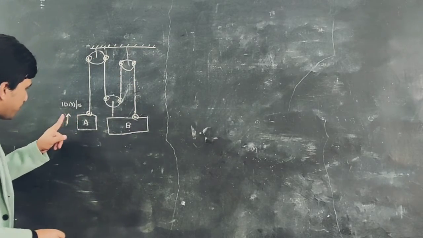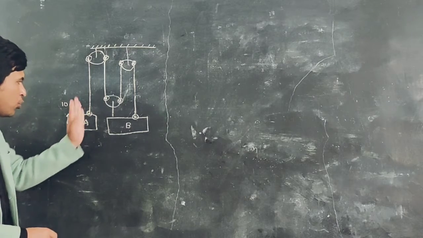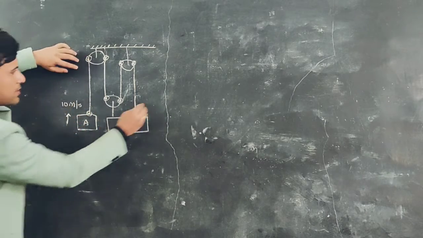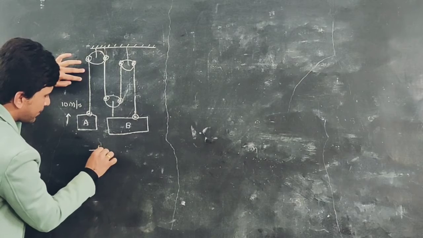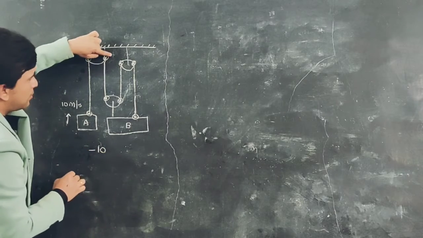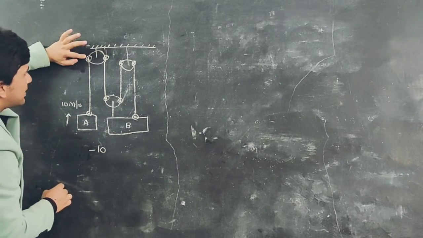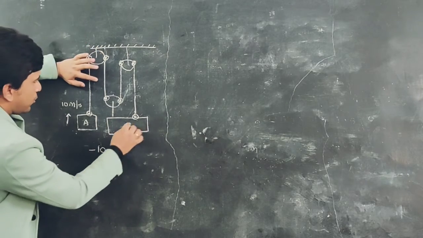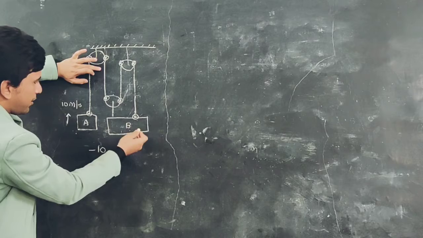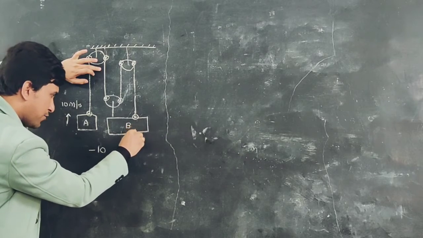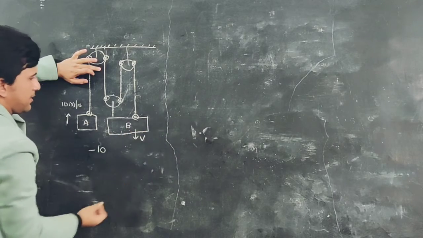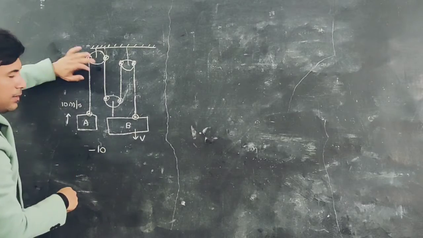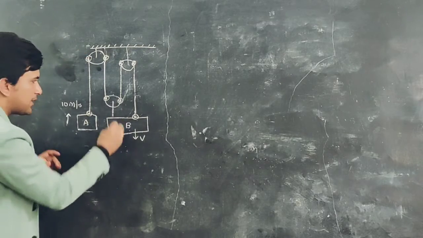Now this point is trying to go up. That means this is trying to decrease the length of the string. So minus 10. 0, 0. Why 0, 0? This is at rest, this is also at rest. These are neither stretching nor doing anything. 0, 0. And we want to find out, we don't know the velocity. I am assuming this is moving down with a velocity v. If my answer is wrong, I will get the negative or opposite sign. So you need not worry.